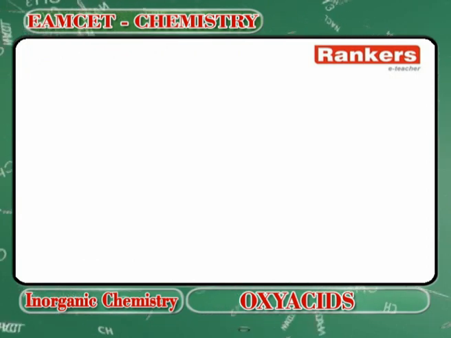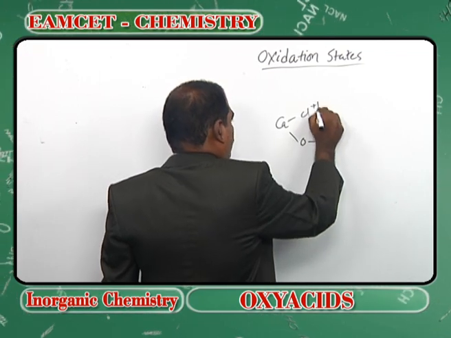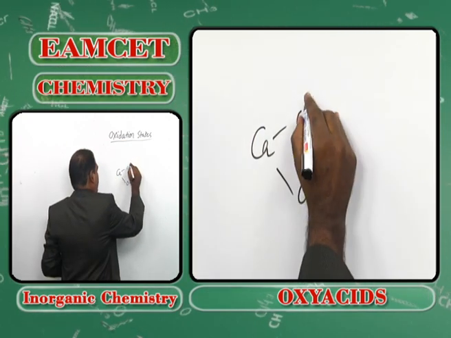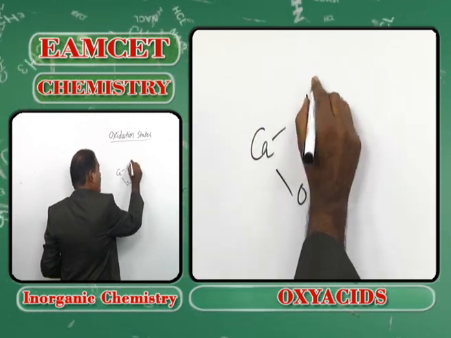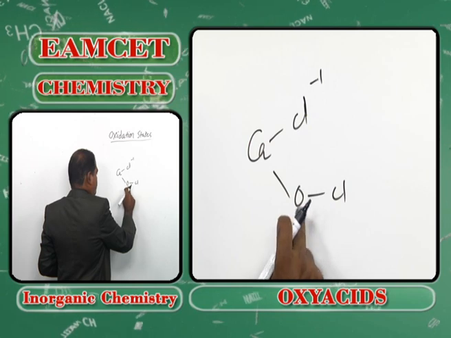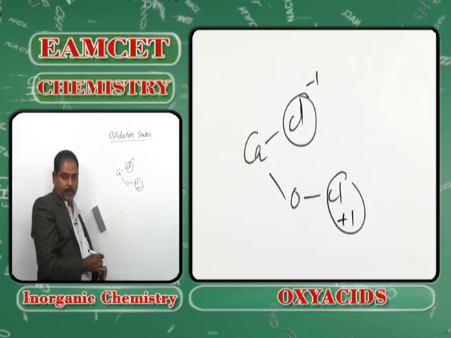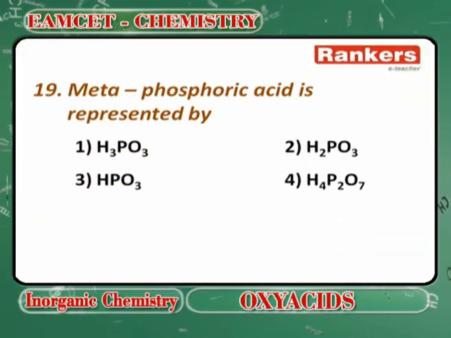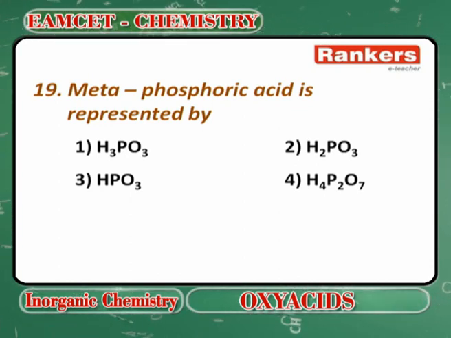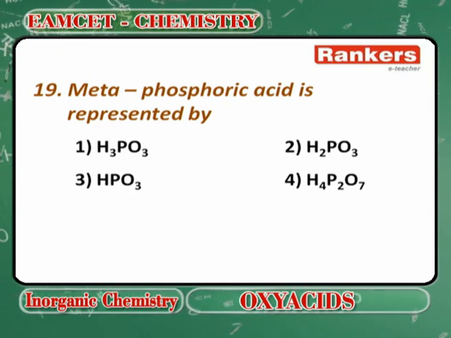So always remember CaOCl2, which is called bleaching powder. Here chlorine is minus 1 because it is forming a bond with a metal. Calcium is plus, therefore chlorine is minus 1. And the other chlorine is forming a bond with oxygen. Oxygen is the strong team, so plus 1. So the 2 chlorines in bleaching powder are minus 1 and plus 1. So next question. Metaphosphoric acid, it is a repetition of yesterday. Metaphosphoric acid is represented by HPO3. Next.